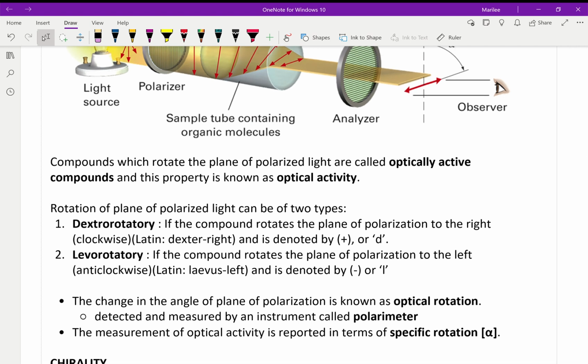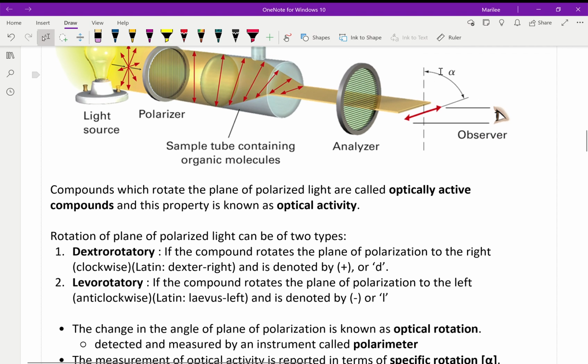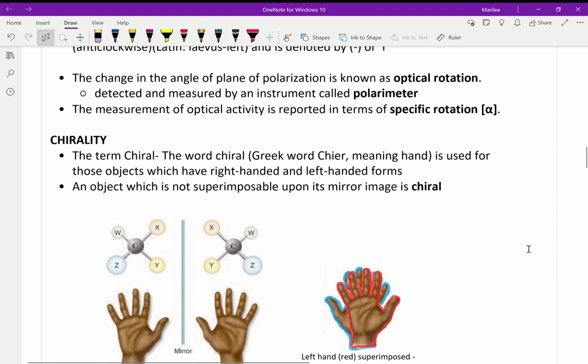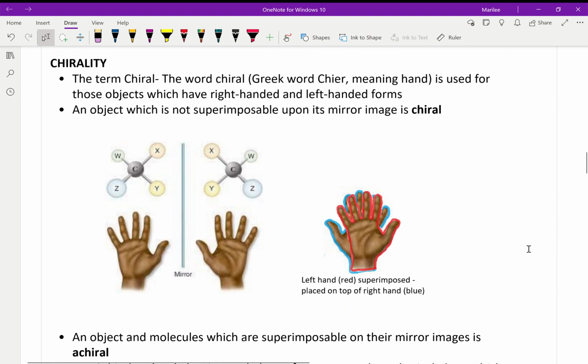So optical rotation is the change in the angle of the plane of polarization, and this is measured by a device called the polarimeter. And we measure specific rotation, which is the angle denoted by alpha here. However much angle it rotated is calculated by the specific rotation. Then we are going to go into chirality.